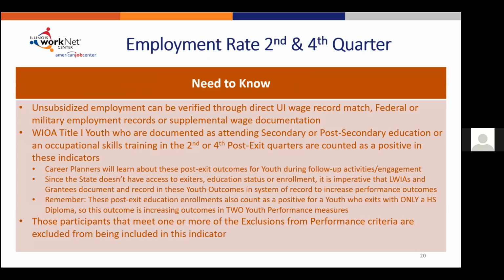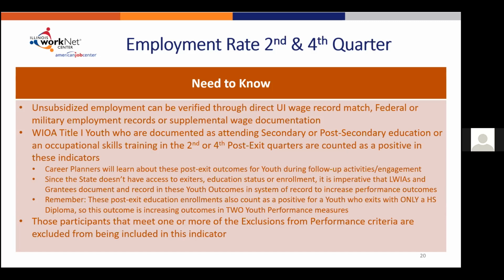Okay, so just like all of our webinars, besides the straightforward calculations for each measure, there's other things that you need to think about when you're looking at your system of record or recording any of this information, or when it comes down to looking at their actual outcomes. So a few takeaways for the employment rate measures. Unsubsidized employment can be verified through direct UI wage record match, federal or military employment records, or supplemental wage documentation. So that's basically summing up the type of employment that we're looking for to count someone as a positive.